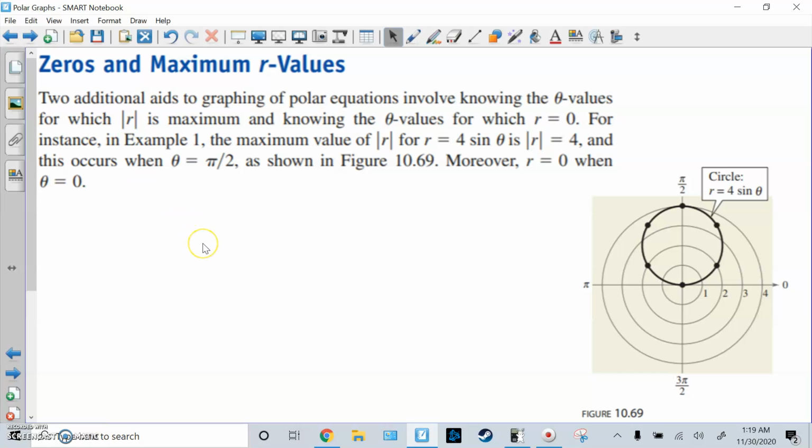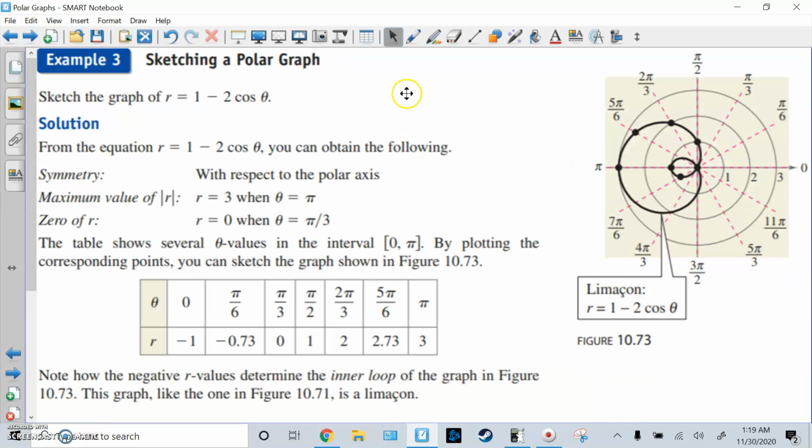Alright, also zeros and maxes. So two additional aids to graphing polar equations involve knowing the special angle values for where r is the highest, maximum, and where r is 0. So in example 1, we knew the max is 4, which is why there's 4 right there, and then this minimum 0. Right, that occurred at pi over 2, and the other 0 occurred when the angle was 0. Alright, so we do the same idea here.